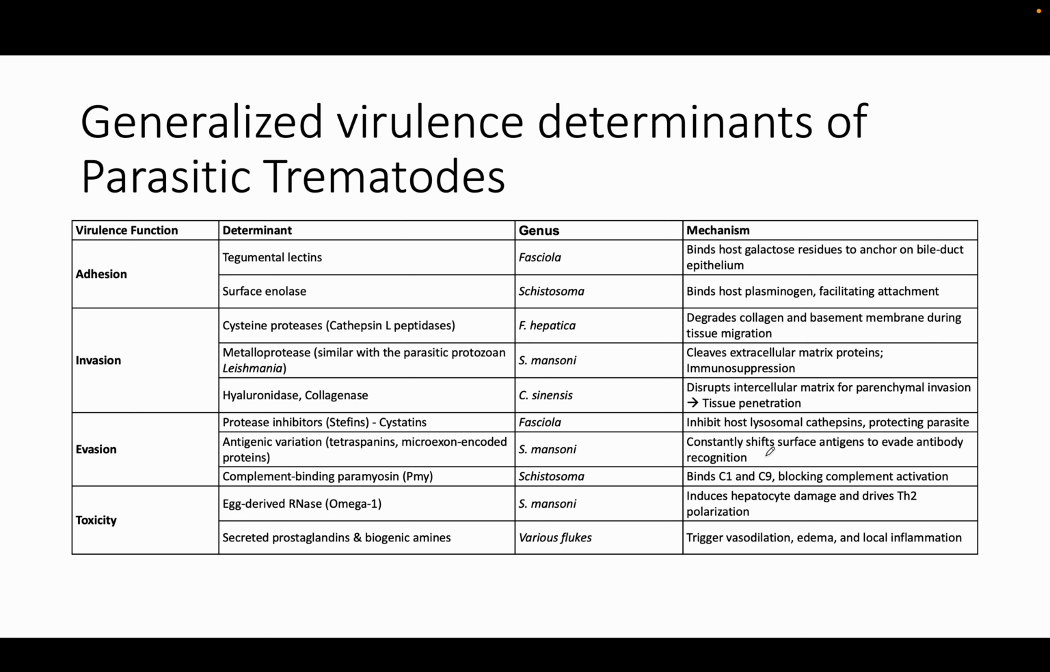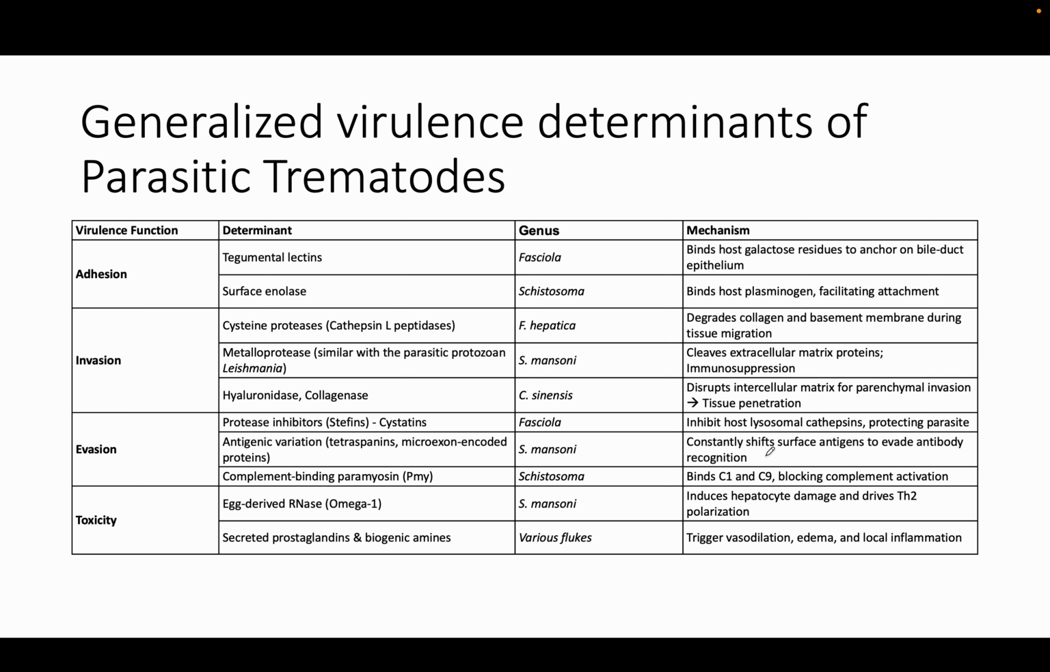Then, of course, our classical hyaluronidases and collagenases. In the case of Clonorchis, these enzymes can disrupt the extracellular matrix, allowing the parasite to carry out deeper parenchymal invasion, and eventually the tissue is damaged and penetrated at a very high rate. So parenchymal destruction is inevitable if this is not controlled.